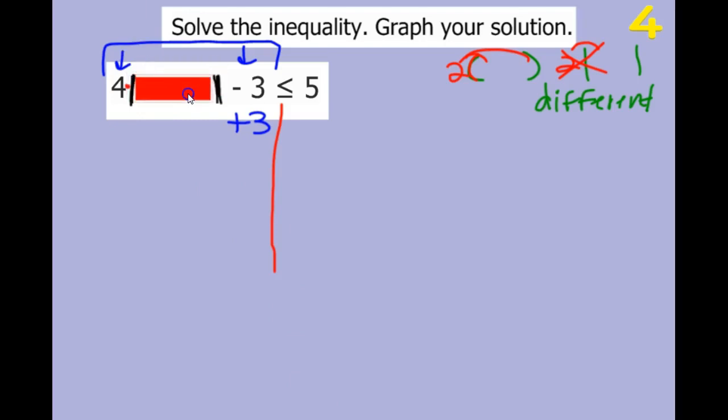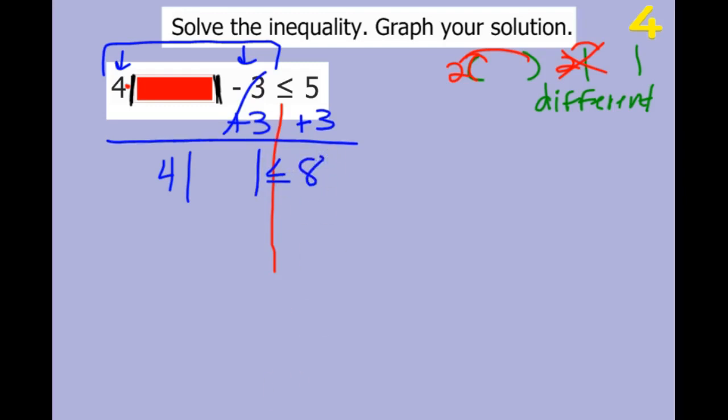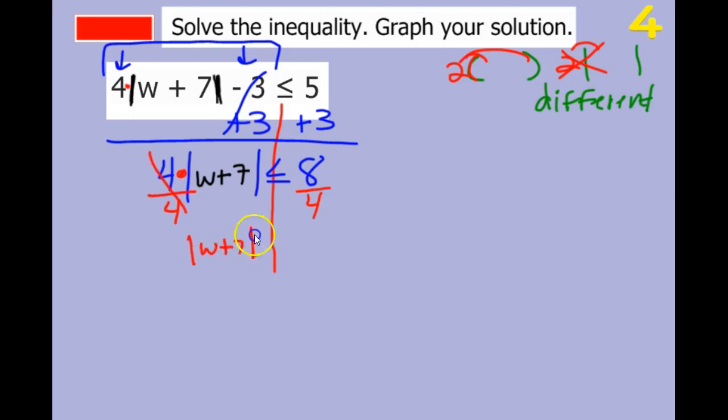Remember, we're leaving this piece alone. We need it all by itself. So I'm going to add 3 to both sides. I have 4, whatever is in my absolute value, and then the 8 there. So I'm just going to write w plus 7 inside there. And then I need to get rid of that multiply by 4. The opposite of multiplying by 4 is dividing by 4. Dividing by 4. So I have the absolute value of w plus 7. This is my absolute value. I'm drawing thicker lines there so you can tell. 8 divided by 4 is 2.